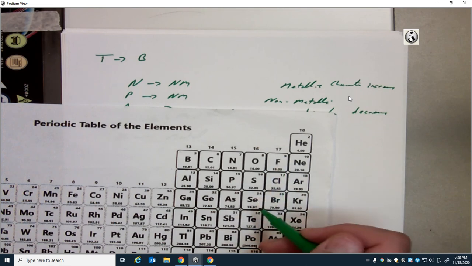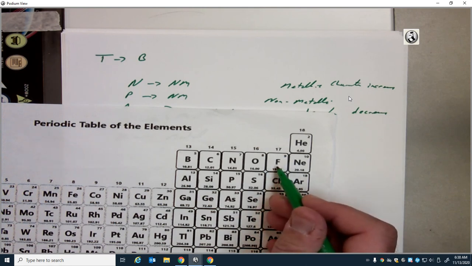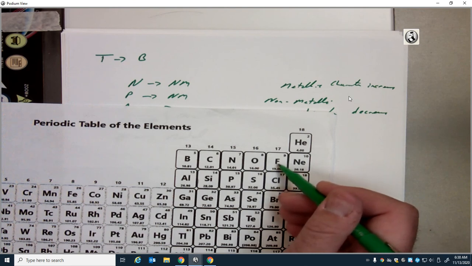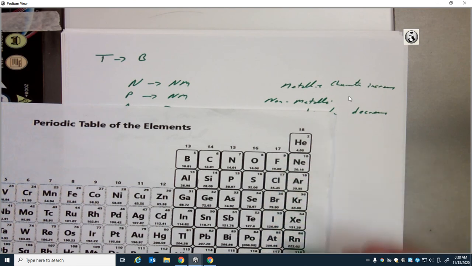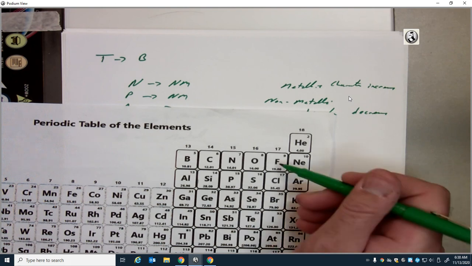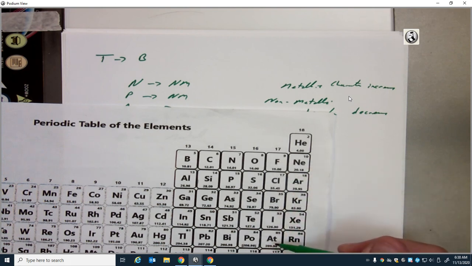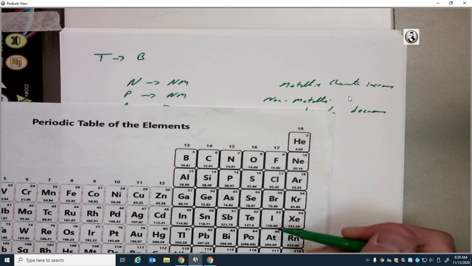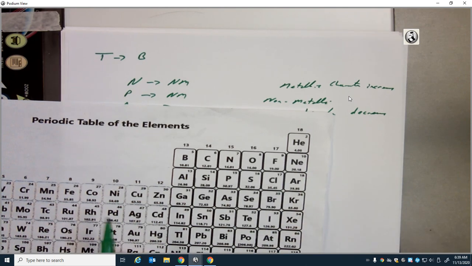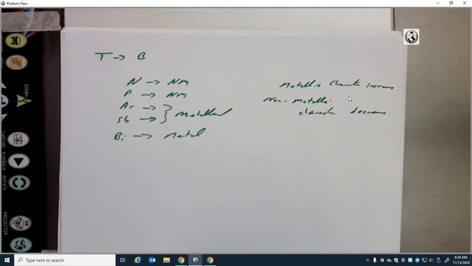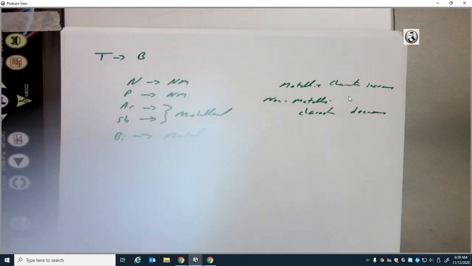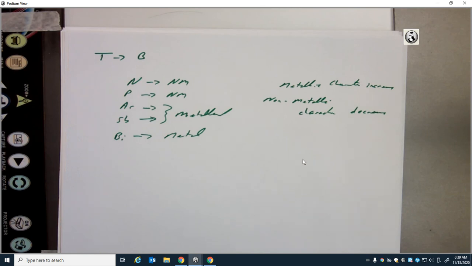Same thing on the other side. Fluorine has the most non-metallic character. It's got high ionization energies, and it wants to gain electrons the most. Now all of these are non-metallic, but when we compare them in a group, this has the most non-metallic character, and as we go down the group, they become more and more metallic. That's where we're going to stop for today, and we'll see you next class.